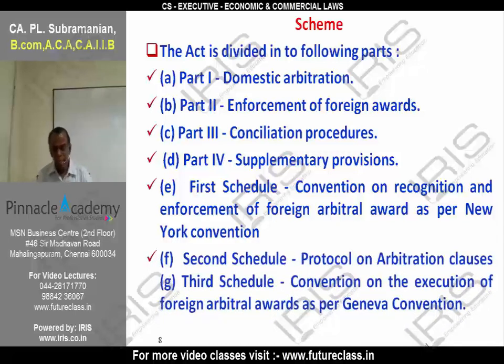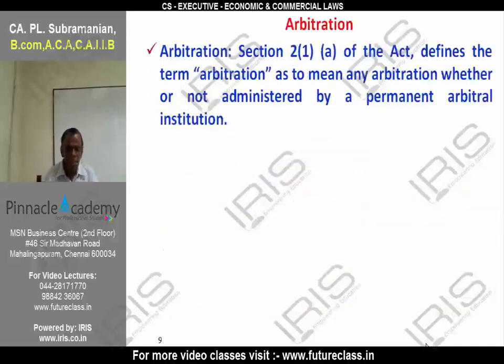Then the Second Schedule contains the Protocol on Arbitration Clauses. What are the requirements for each clause? Third Schedule, the Convention on the Execution of Foreign Arbitral Awards. So the first one is recognition, the second is enforcement, and this is how to execute that award. These are the things. But we will not go into much detail about the foreign part, but we will know what a foreign award is and all that.